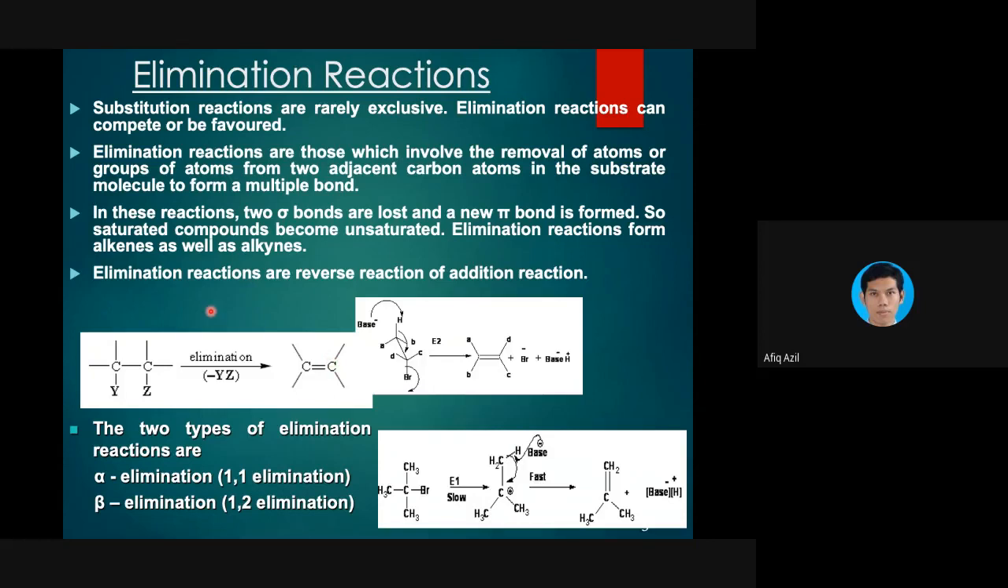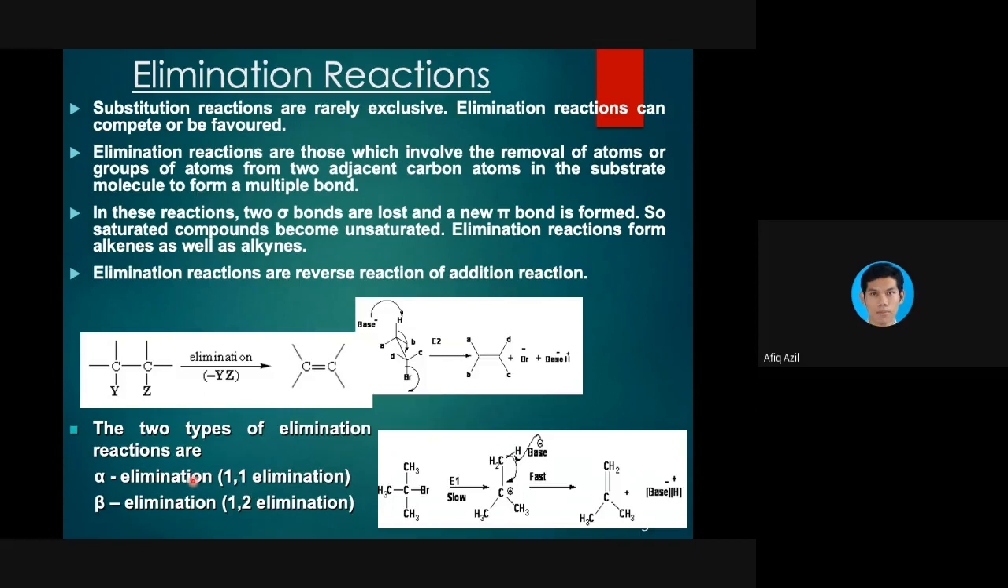Elimination reactions are basically the reverse reaction of addition reaction. Addition will be covered in unit 6. There are two types of elimination reactions. One is called alpha elimination or 1,1 elimination, while the other is called beta elimination or 1,2 elimination.